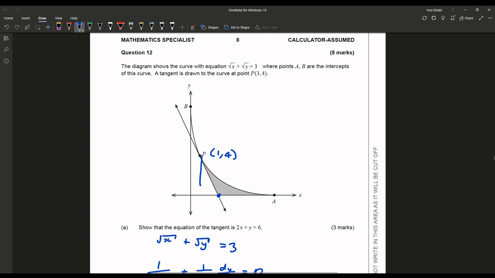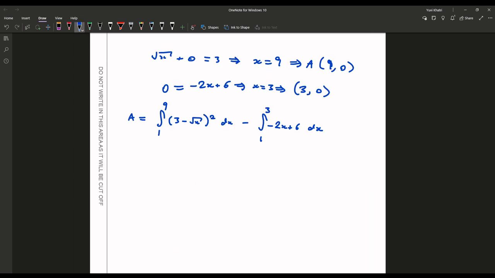We're doing the integral from 1 to 9 of the curve, and we're subtracting the integral from 1 to 3 of the line. And we get that shaded green area right there. Putting that in a class pad, we get 4 units squared, which is the correct answer.